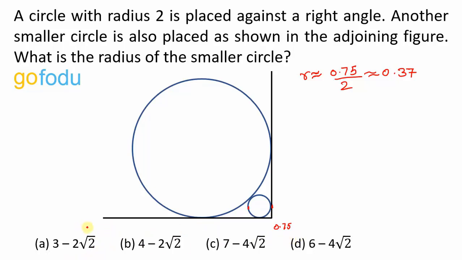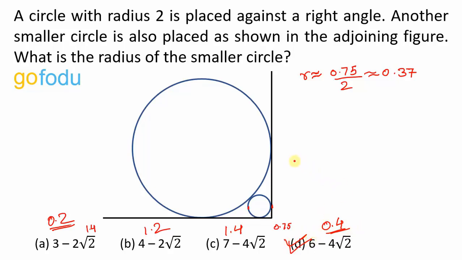Now let's check which one of these 4 given options falls close to 0.37 units. Root 2 is approximately 1.4 units. 2 into 1.4 is 2.8. 3 minus 2.8 is 0.2 units. Option B is 4 minus 2.8, which is 1.2 units. Option C is 7 minus 5.6, that is 1.4 units. Option D is 6 minus 5.6, which is around 0.4 units, which would be our correct answer.